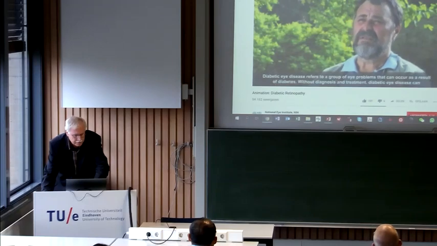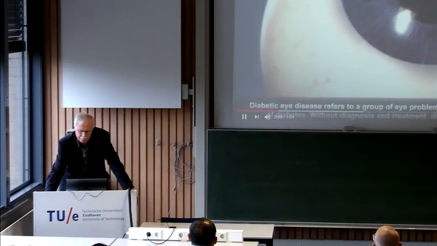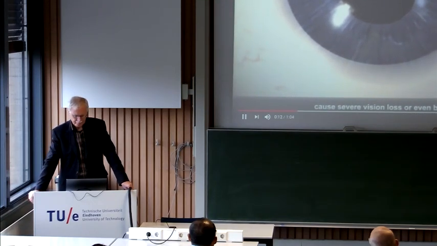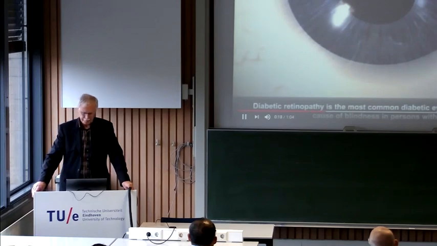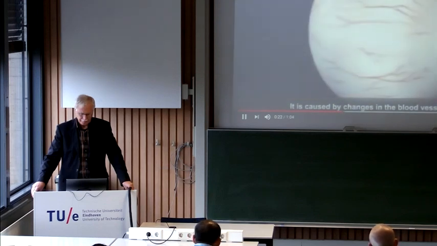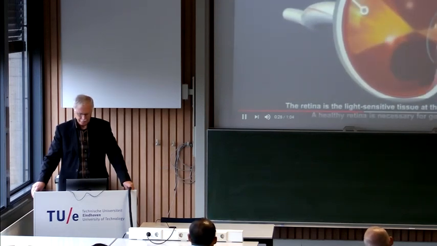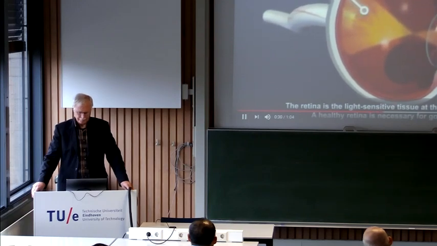That can occur as a result of diabetes. Without diagnosis and treatment, diabetic eye disease can cause severe vision loss or even blindness. Diabetic retinopathy is the most common diabetic eye disease and is a leading cause of blindness in persons with diabetes. It is caused by changes in the blood vessels of the retina. The retina is the light-sensitive tissue at the back of the eye. A healthy retina is necessary for good vision.